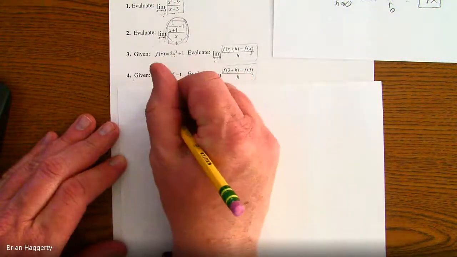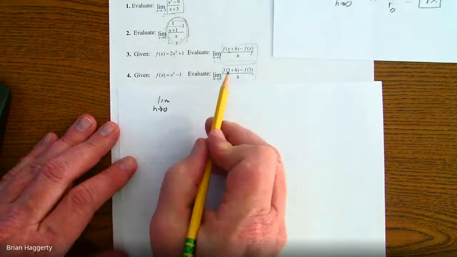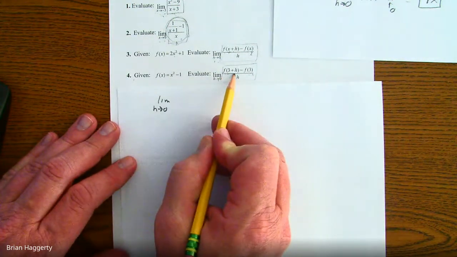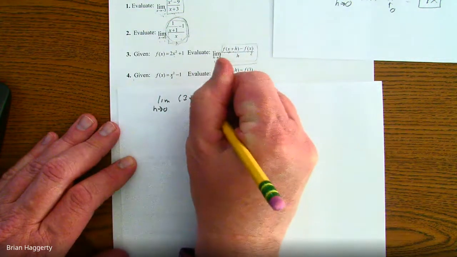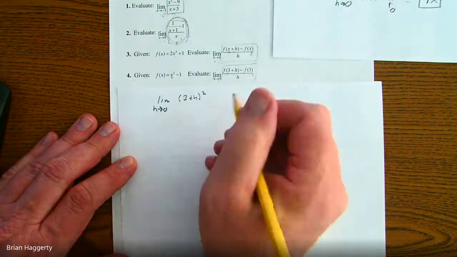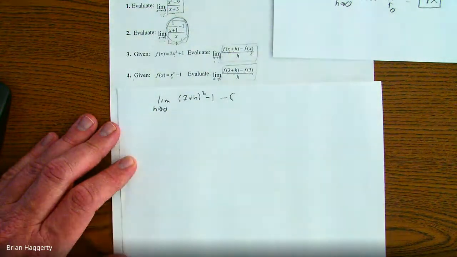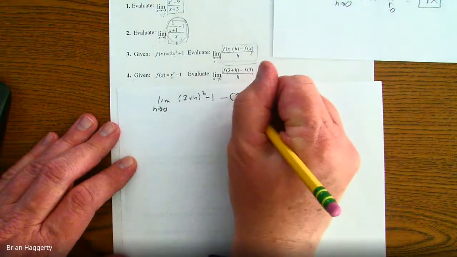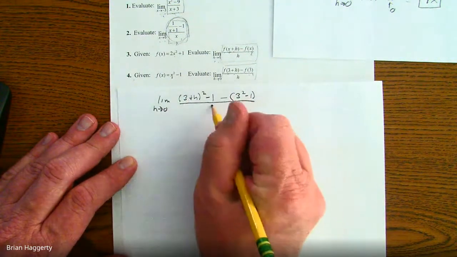All right, so number 4 will be another example of limits with the difference quotient. So we have the limit as h approaches 0. And then we'll do our substitution, f of 3 plus h. We're plugging 3 plus h in here, and then subtracting that function evaluated at 3, all over h.